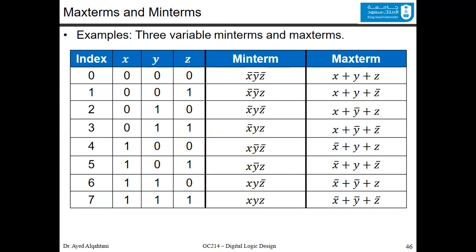You can also notice that when you're finding the min term, it's actually a direct implementation of the truth table. So you can see that here you have Z bar, Z, Z bar, Z, Z bar, Z, and so on. Here you have Y bar, Y bar, Y, Y, Y bar, Y bar, Y, Y. And the last one you have X bar, X bar, X bar, X bar, X, X, X, and X.